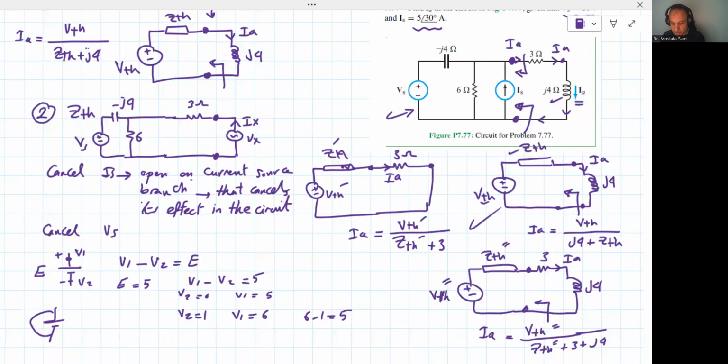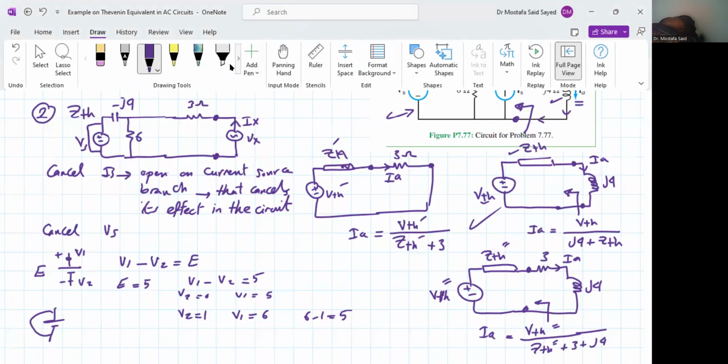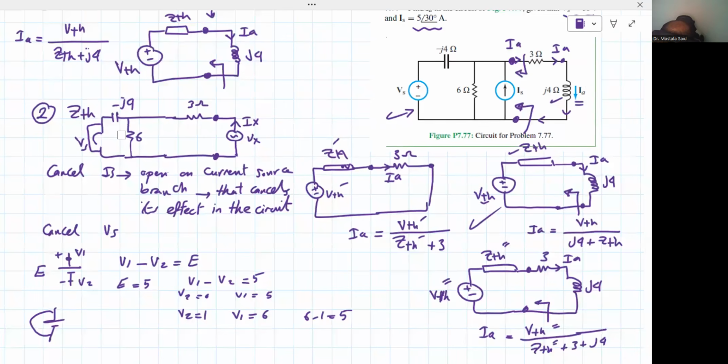Short circuit. Because we know if we have a short circuit between two nodes, two terminals, they have the same voltage. The voltage difference is 0. So this is what I'm gonna do. I'm gonna do like that. You can even completely remove the voltage source. Let's remove that guy completely.